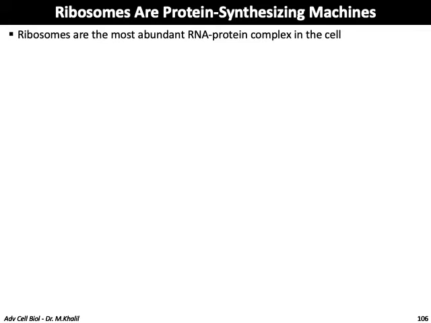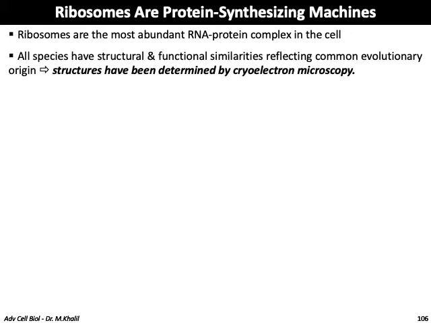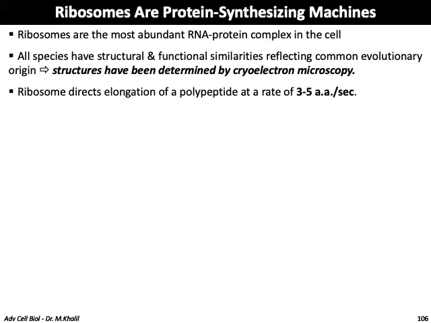Ribosomes are protein synthesis machines. Ribosomes are the most abundant RNA-protein complex in the cell. All species have structure and function similarities reflecting common evolutionary origin. The structure of the ribosomes has been determined by cryo-electron microscopy. Ribosomes direct elongation of a polypeptide at a rate of 3 to 5 amino acids per second. That means an average of 4 amino acids per second.